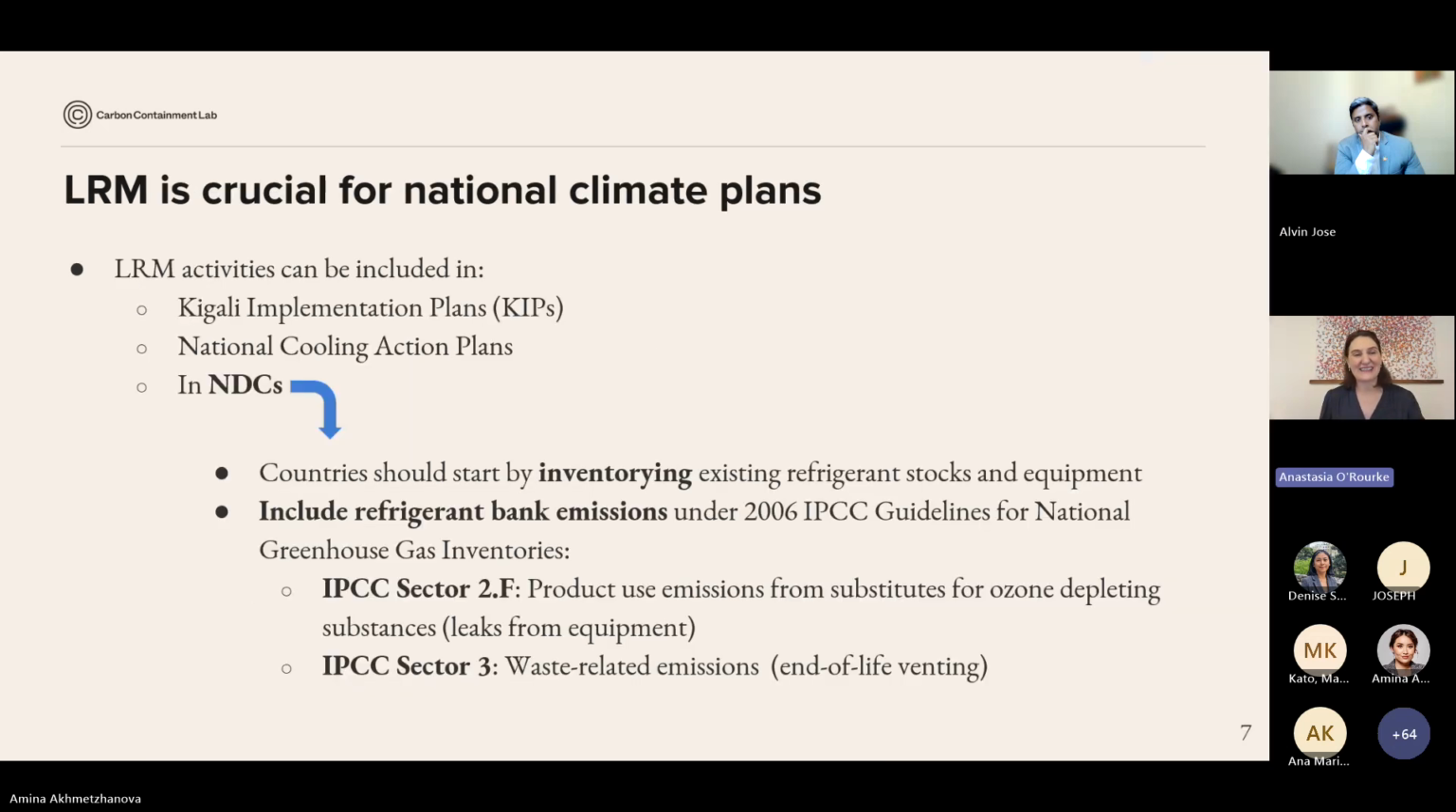So within national climate action plans, as Anna Maria was explaining, there's various opportunities to bring life cycle refrigerant management here. And within NDCs, what we're talking about today, here are several ideas for when and how they can be brought into the NDC. So first of all, with inventorying more carefully the existing refrigerant stocks and equipment and the gases where they are. They may be surprised at how much is actually out there. And then the bank of emissions can also be included in a couple of the different sectors that the greenhouse gas inventories already have.